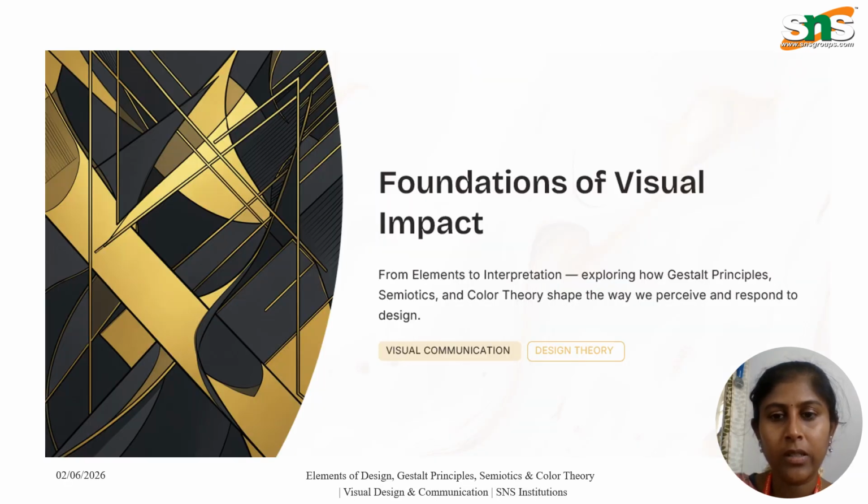Before we learn the individual concepts, let us understand the foundation of visual impact. Every design is based on four important pillars: elements, principles, semiotics and color theory. Elements are the basic building blocks of design such as line, shape, color, and texture. Principles explain how these elements should be arranged effectively. Semiotics is the study of signs and symbols that communicate meaning. And finally, color theory helps us understand how colors influence emotions and human perceptions.